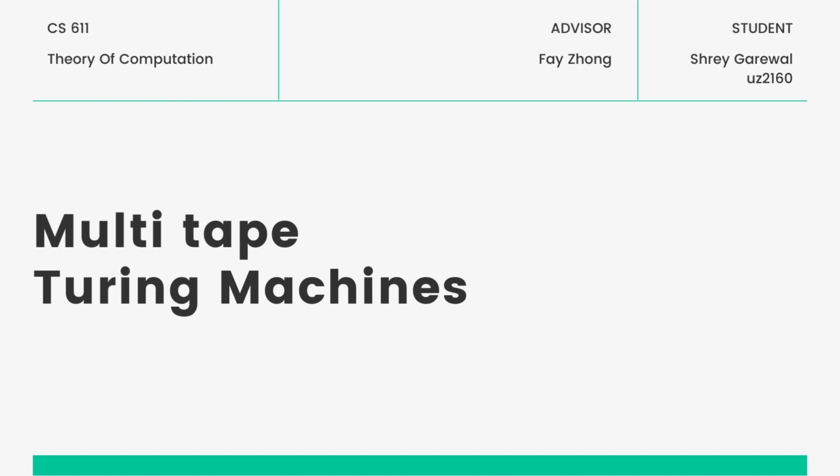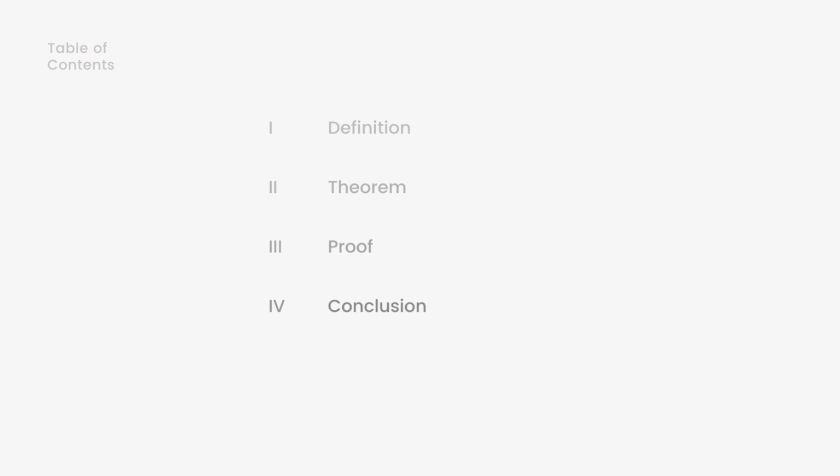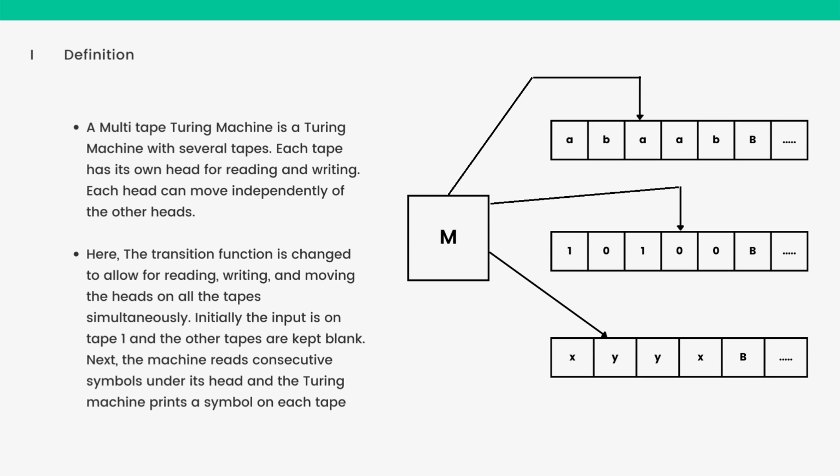Everyone, I'm going to explain about multi-tape Turing machines. A multi-tape Turing machine is a Turing machine with several tapes. Each tape has its own head for reading and writing, and each head is independent of the other heads. Here, the transition function is allowed for reading, writing, and moving the heads on the tapes. Initially, the input is on tape 1, and then the machine reads the consecutive symbols, prints a symbol on each tape, and moves its heads.